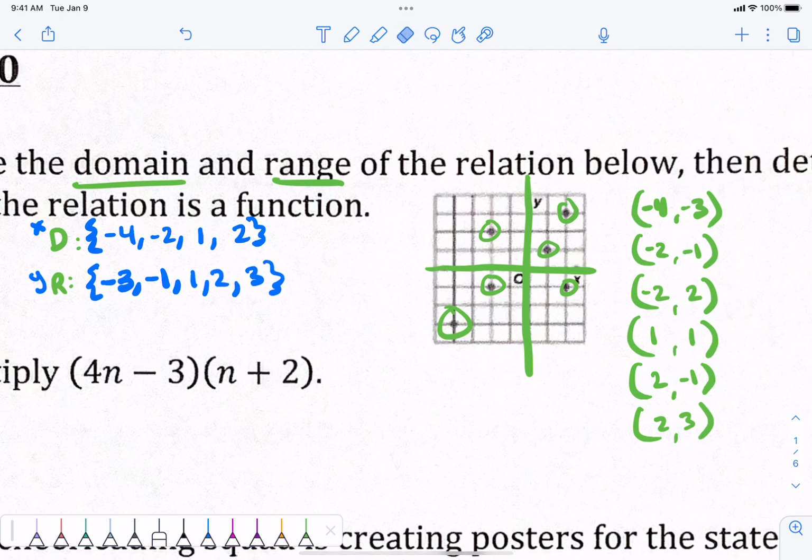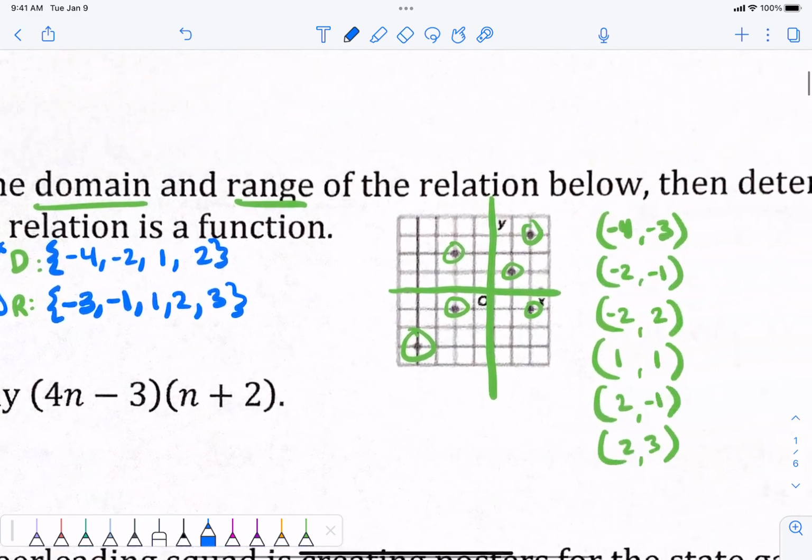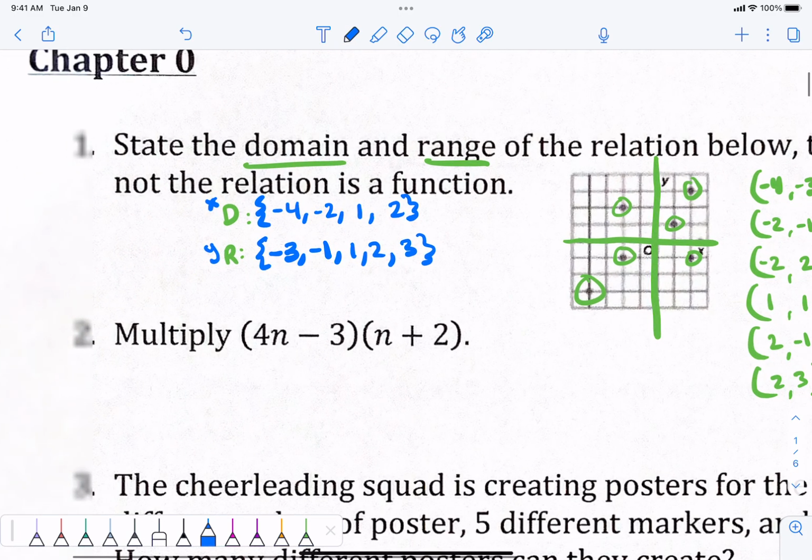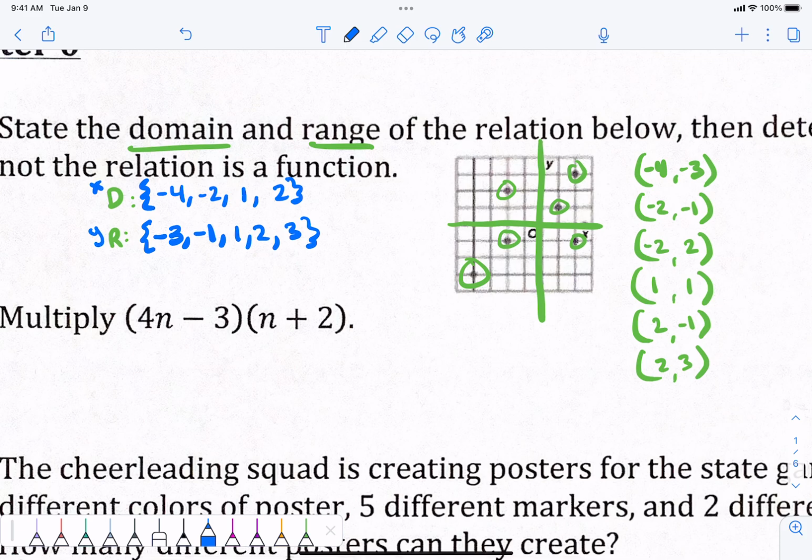Now, we have one more question to answer, and it is to determine whether or not the relation is a function. No, it is not a function, because the x's repeat. If the y's repeat, it's no big deal, but the fact that the x's repeat is bad. If the x's repeat, then it's not a function. If the x's don't repeat, then it is a function.